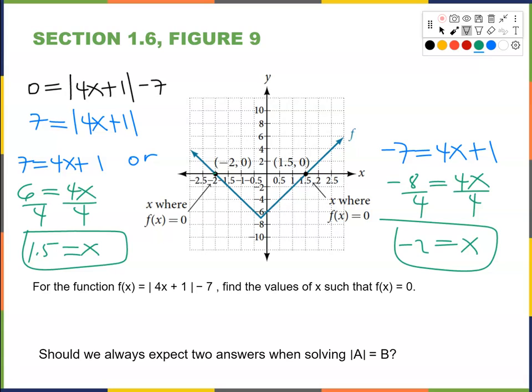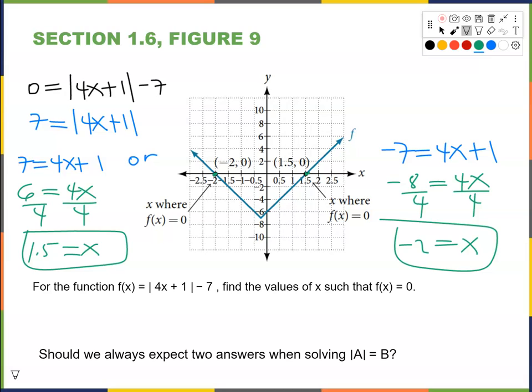Look at this. Look at the graph. You have the points at negative 2, 0, and 1.5, 0. Should we always expect two answers when solving absolute value equations? What do you think? The answer is no. We may find 1, 2, or even no answers.